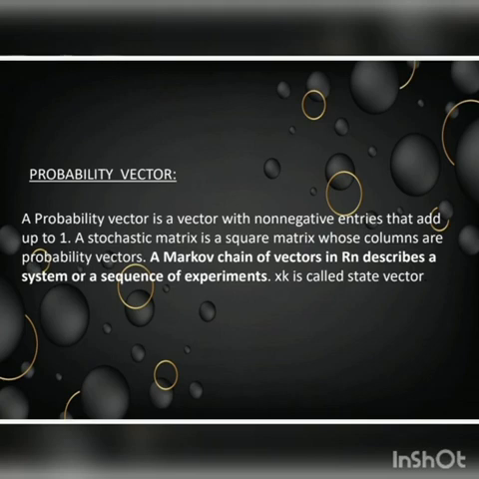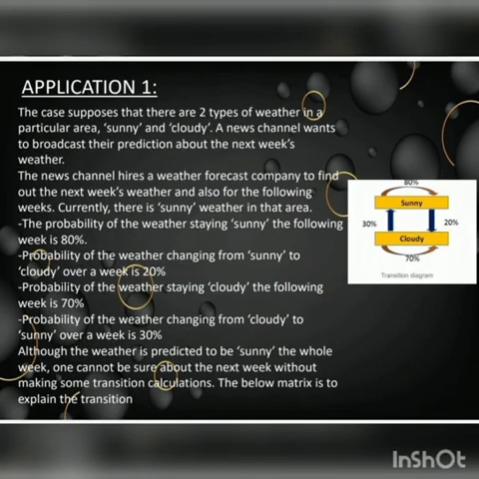Probability vector. A probability vector is a vector with non-negative entries that add up to 1. A stochastic matrix is a square matrix whose columns are probability vectors. A Markov chain of vectors in Rn describes a system or a sequence of experiments. Xk is called the state vector. Let us discuss the first application.